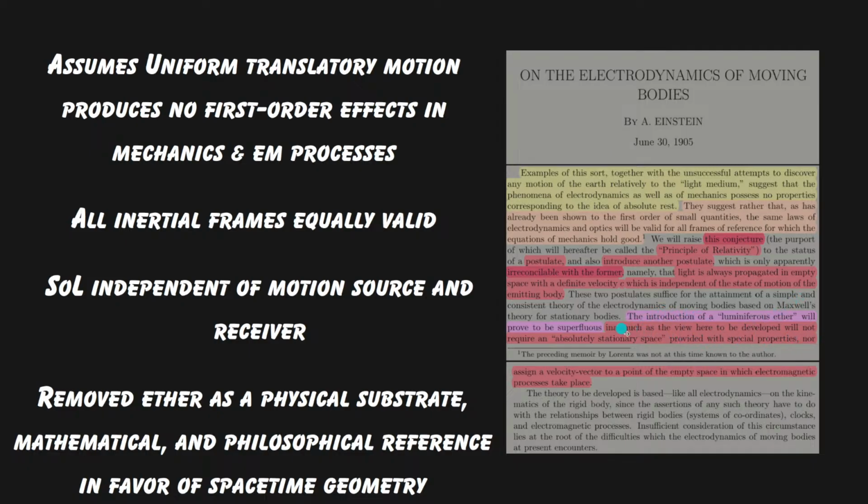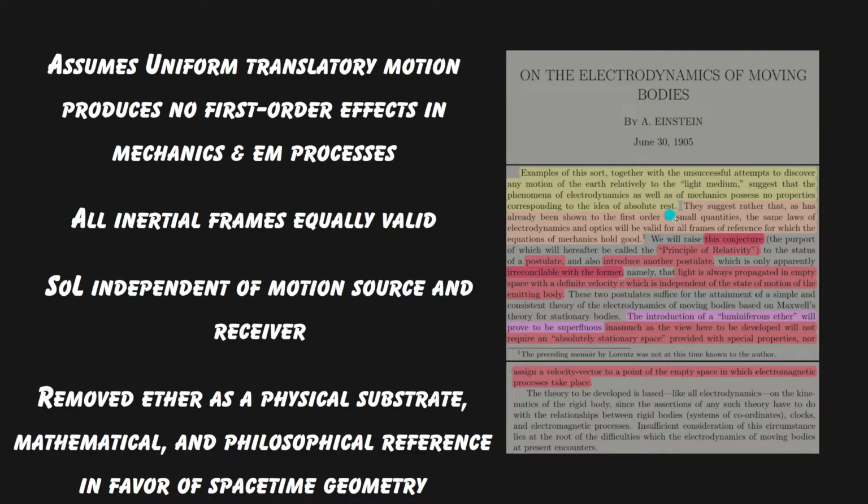But, right, so let's break it down. It says, inasmuch as the view here to be developed will not require an absolutely stationary space, so no rigid ether, like you said, right? Like mechanistically, provided with special properties. One of those properties would be being able to measure motion relative to it, right? You could consider that a special property, I suppose. Could you? Yeah, sure. I think it would be an inherent property, but that's what he's saying.